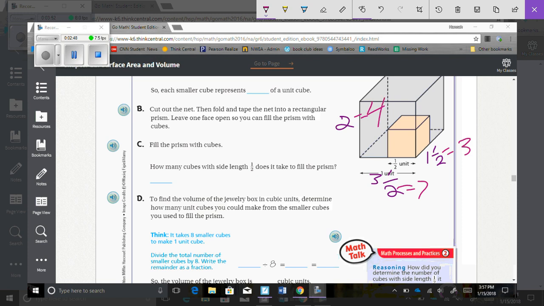Okay, so then we're just going to multiply those together. So we have 3 times 7, which we know is 21, and we're going to take that times 4 because length times width times height is our volume. So 21 times 4 is 84. So it takes 84 cubes with side lengths of 1/2 to fill the prism.